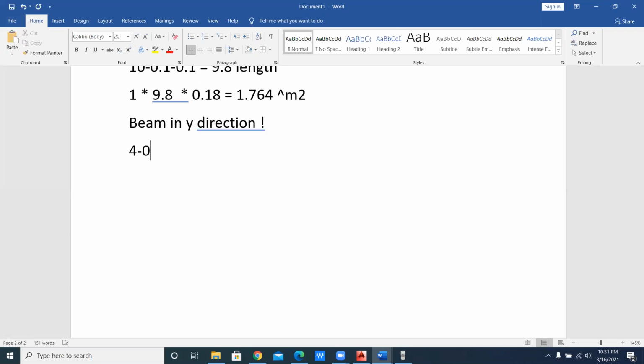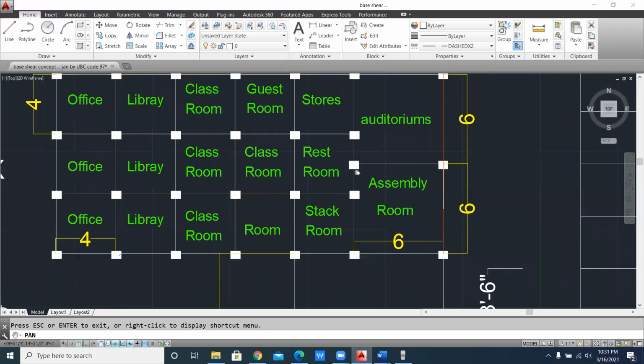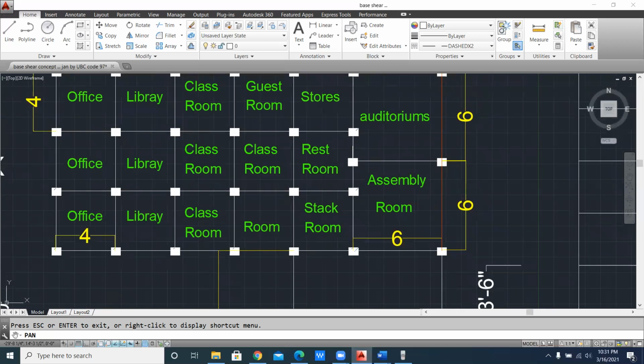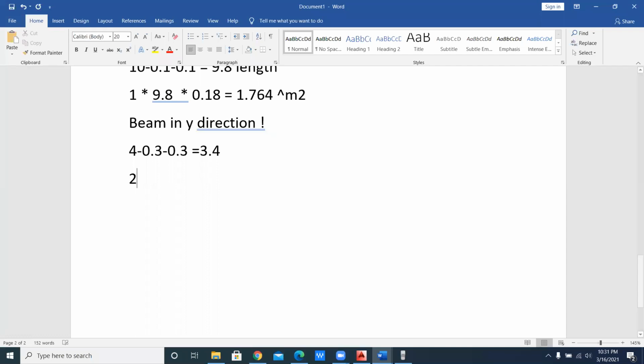4 minus 0.3 minus 0.3. Okay, so how much do you get here? That is 3.4. Okay, now there is 2. This one is 2, this one is 2, this one is 2. Okay, so 2 minus how much? That is the same, 0.3 minus 0.3.